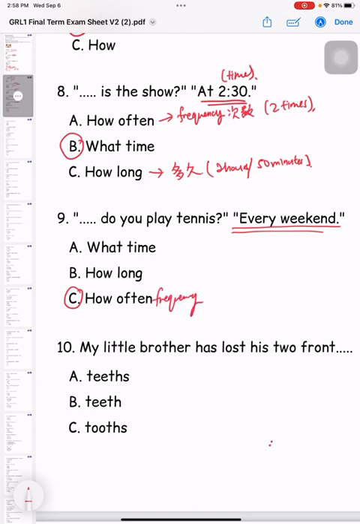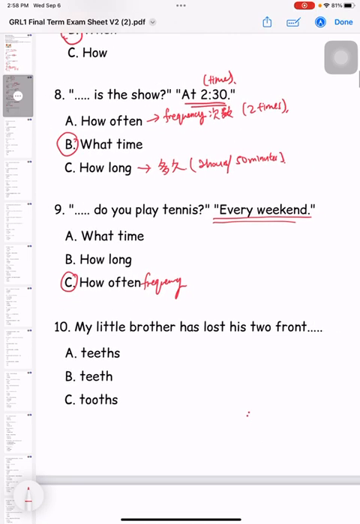Okay, number 10. My little brother has lost his 2 front. Okay, so 2 front what? Teeth or tooth? Okay, 2 front, that means 门牙. This is your mouth, right? So there are a lot of teeth over here. So these are the front teeth.